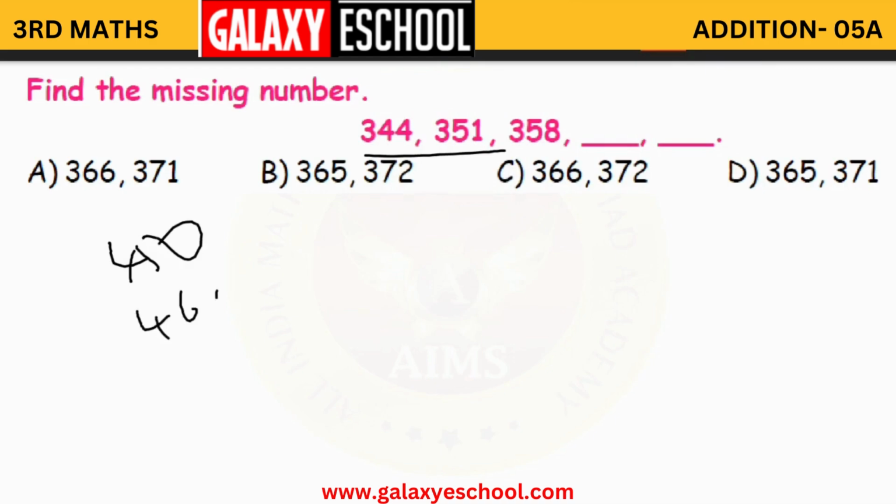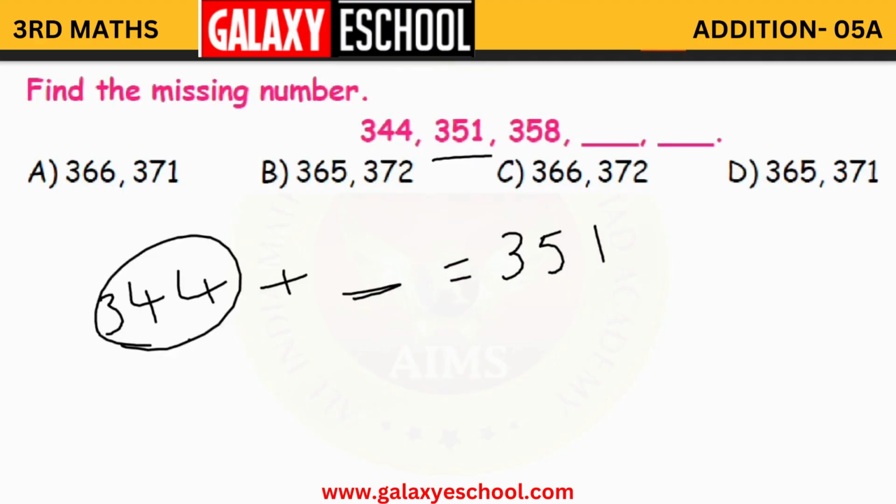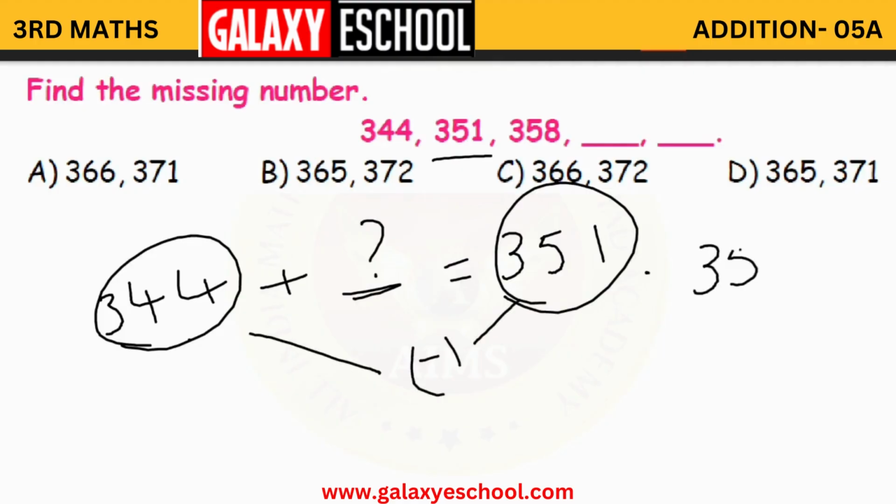450, 460. We simply said that 10 was added. Yes, we needed to add 10. Now look at this here. We have 344, and when we add some other number, the answer we get is 351. See, again the same situation. One addend is there and the sum is there. We do not know the other addend. What will we do? We'll subtract these two.